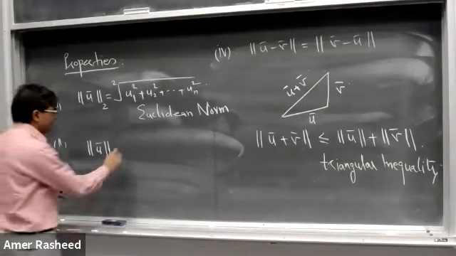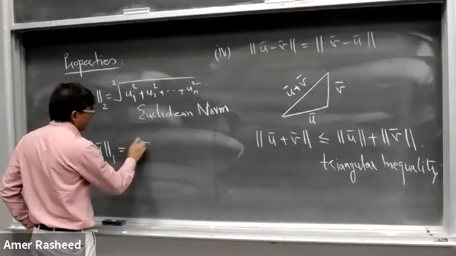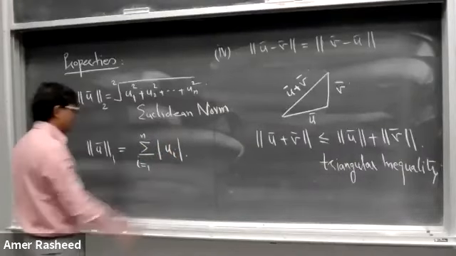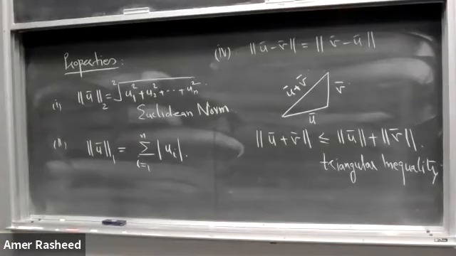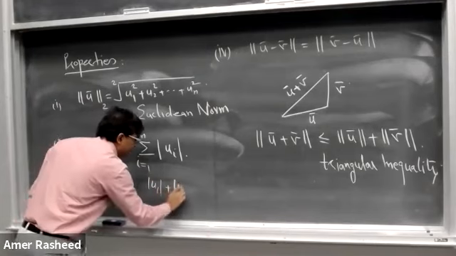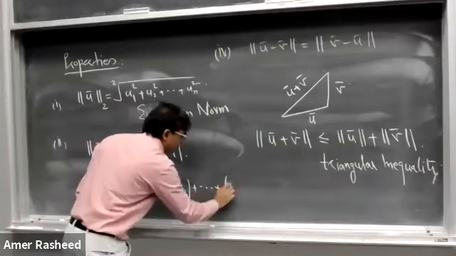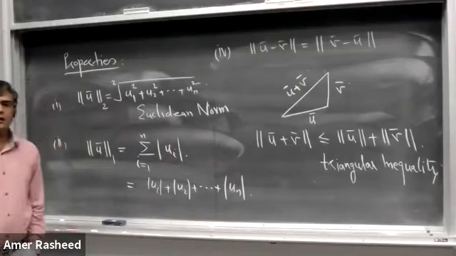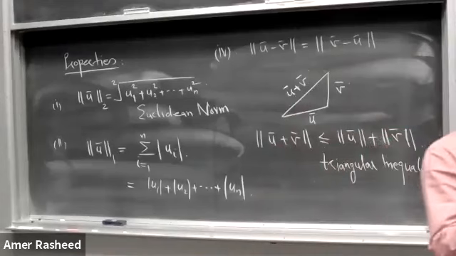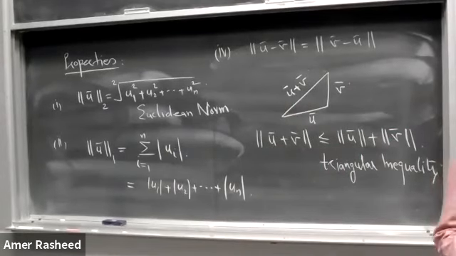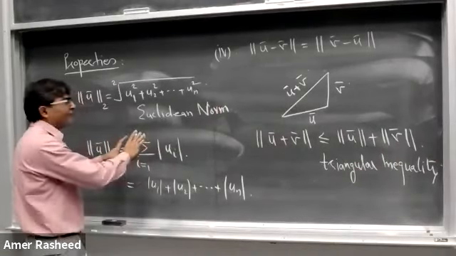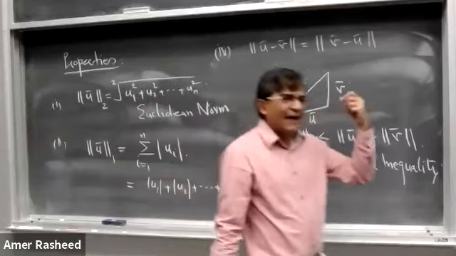The one norm is defined by the sum for i from 1 to n of mod ui. And what is this? This is mod U1 plus mod U2 plus so on plus mod UN. In this kind of norm, you take the sum of absolute values of all the components. But this length will be slightly different from that length.